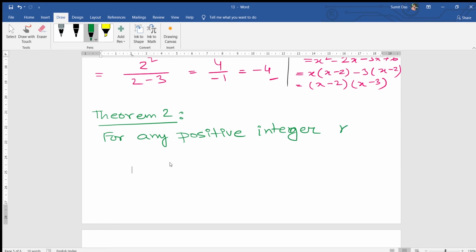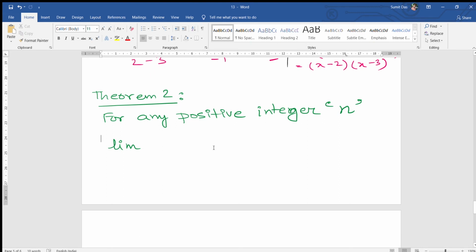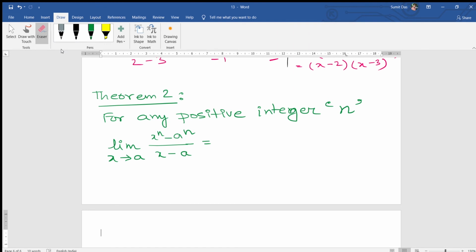So yeah, for any integer small n, limit x tends to a, x to the power n minus a to the power n divided by x minus a equals, sorry, not a, it will be n into a to the power n minus 1.